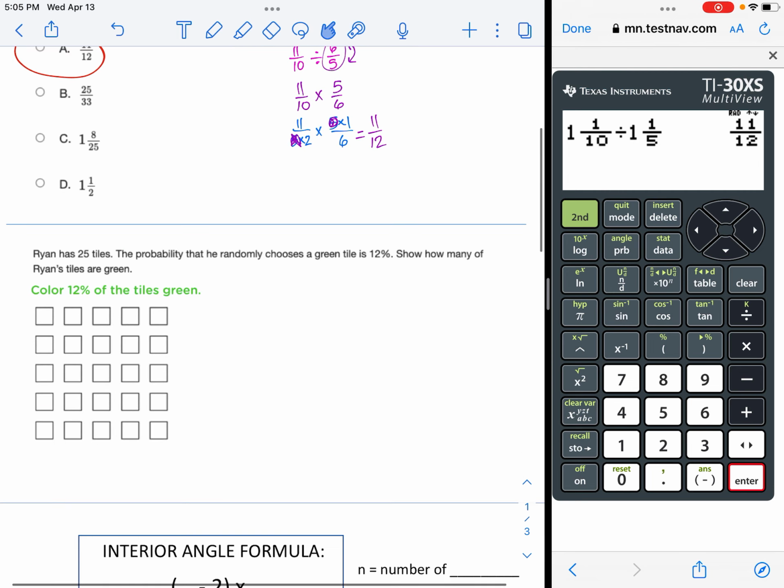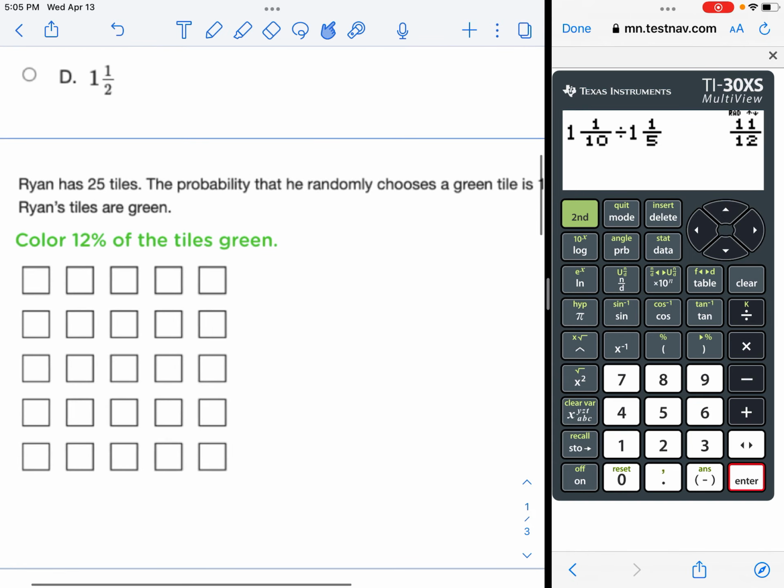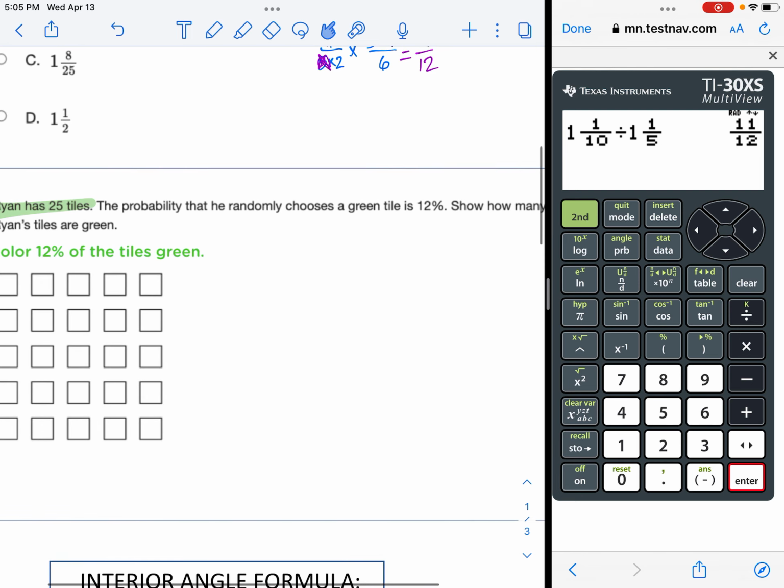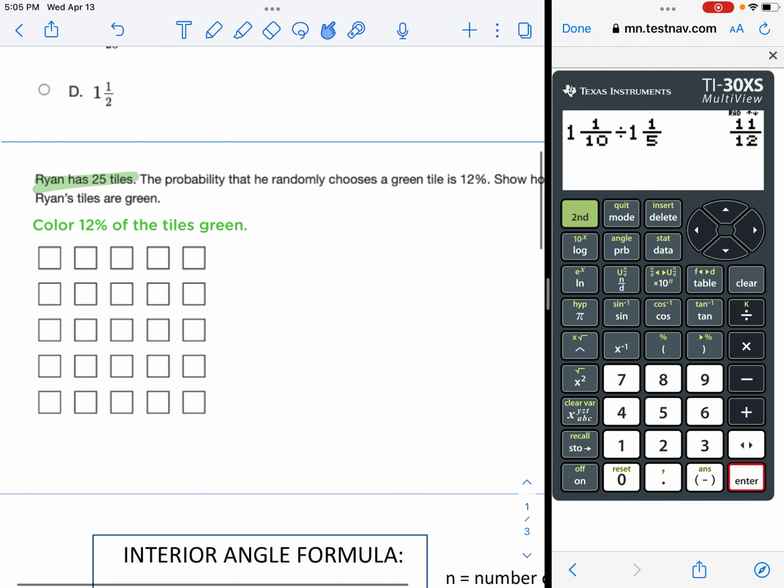All right, and then the last one for our warm-up. Ryan has 25 tiles. It asks you to color it green because originally this was going to be in Classkick and be able to color it green. Ryan has 25 tiles. They're all down here. The probability that he chooses a green tile is 12%. Show how many of Ryan's tiles are green.